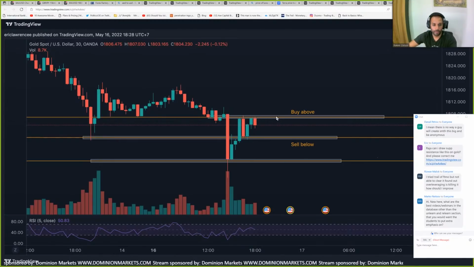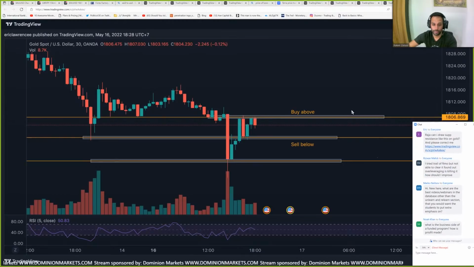Sell below, buy above, looks good. Breaking above this area here would make sense for a buy, and sell below, that's what I'm looking for here as well.